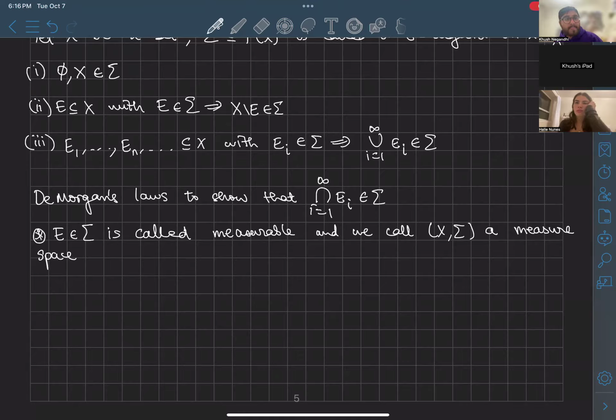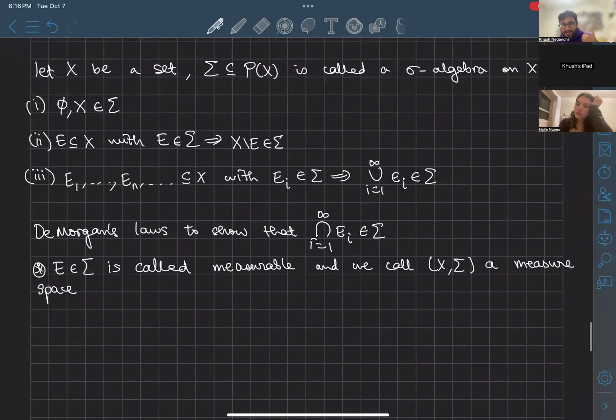Okay. So we have a measure space, which is any set with a collection of subsets that satisfy these three properties. And now the question is, why is it called a measure space? Right? Why is it called a measure space? We'll see that in a second.